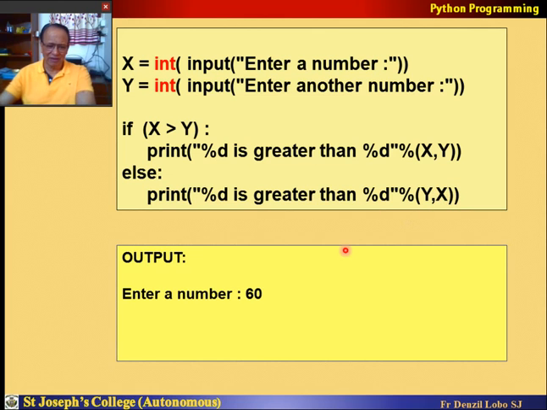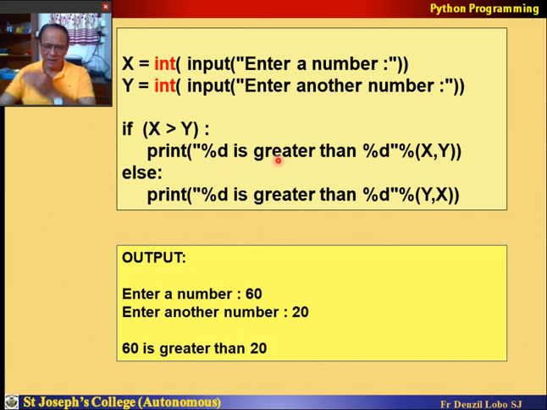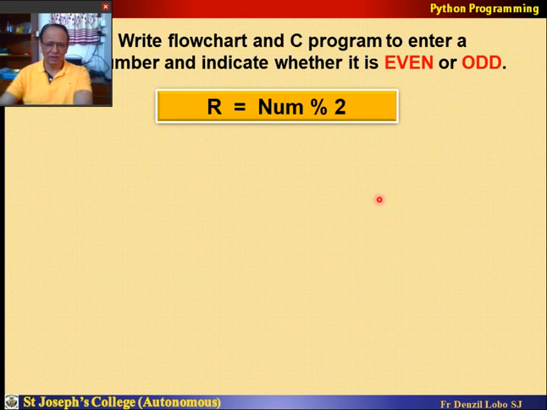So let us see. Now suppose you execute that, you get the statement, enter a number. I have entered 60. Then enter another number. I have entered 20. Now it will give me the answer. It says 60 is greater than 20. This is going to be the output. 60 will come here, greater than 20. So that is the output of this simple Python program to test the conditional statement, that is called the if statement in Python.